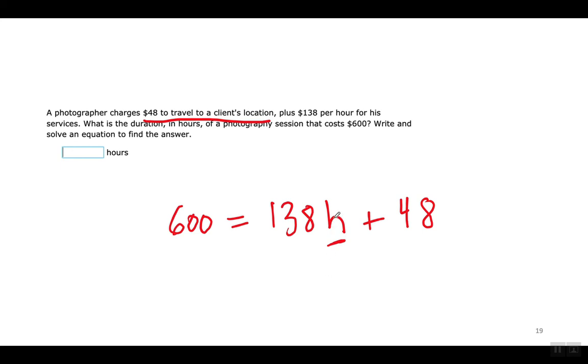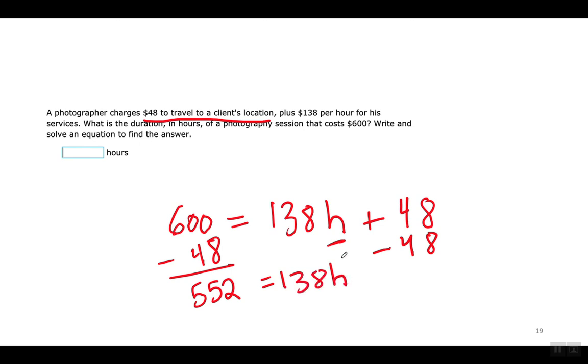So we gotta solve for H. Tenemos que resolver para H. So let's subtract 48 from both sides. All right, that's going to give you 552. So now H is going to equal 552 divided by 138. And the answer is 4. It was 4 hours long.